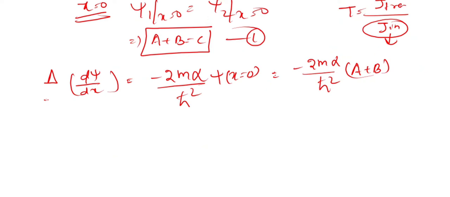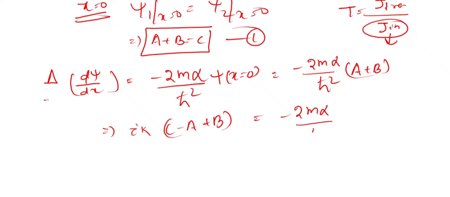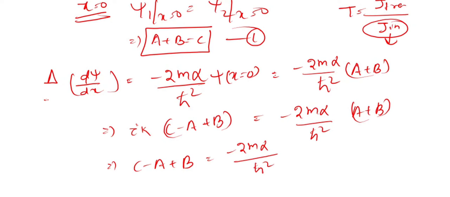So that implies iota k (c minus a plus b) is equal to minus 2mα/ħ² into (a plus b). That implies c minus a plus b is equal to minus 2mα/ħ² into (a plus b) into minus iota by k.